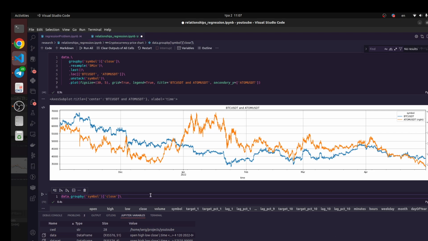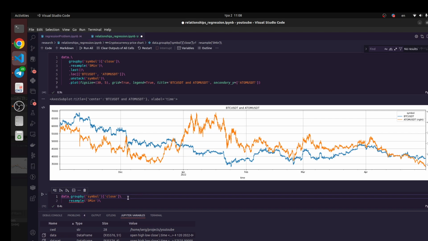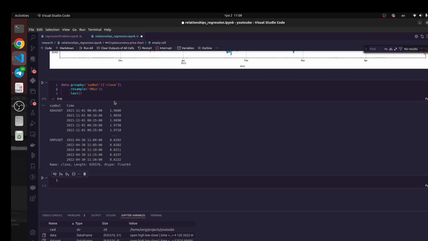Let's do some resample of this dataset. Resample, and I'm going to use 5 minutes. Okay, it's resampled. Also we need to take the last data of this resample, because when we do resample, we need to do some action. Okay, we'll take the last data, and also we could, for example, take the mean or the maximum. Okay, so, and you see, let's look at the last.